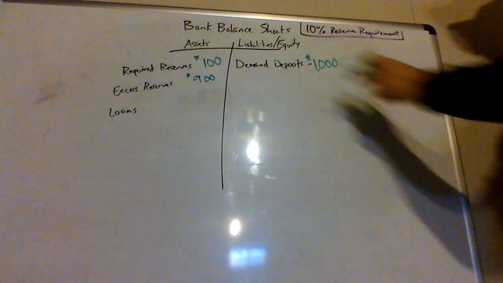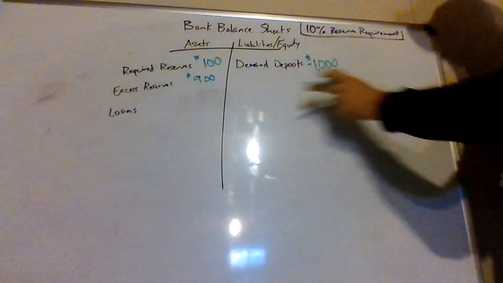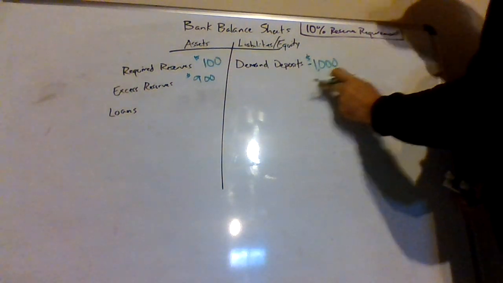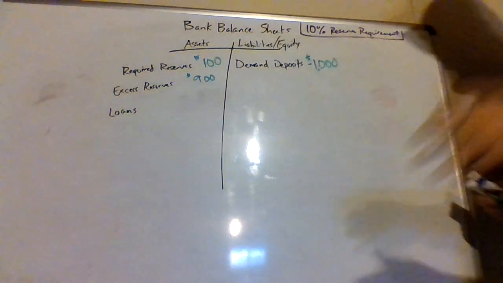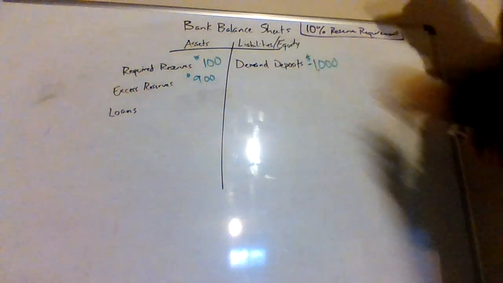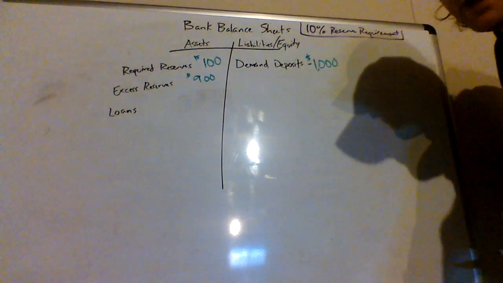Notice this number: 1,000, 100 plus 900 equals 1,000. So make sure that these equal each other. It's nothing extraordinarily difficult, but these numbers have to deal with each other and equal each other.